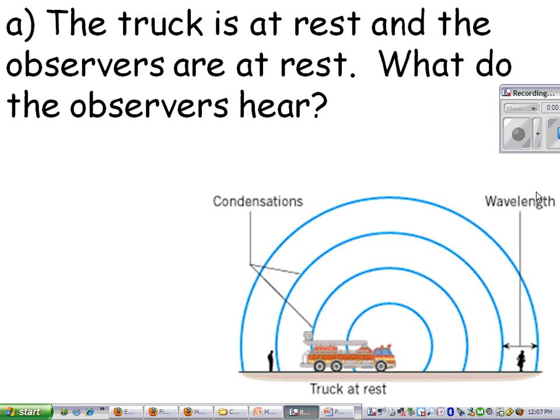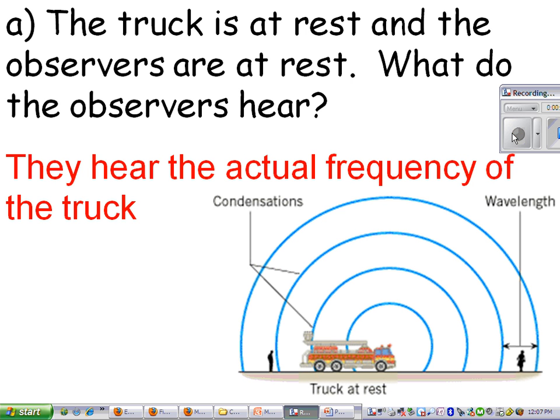Here's an example of a situation where a fire truck's making noise and it's not moving. The truck is at rest and the observers are at rest. What do the observers hear? So pause the video, think about what the observers hear. The answer is they hear the actual frequency of the truck.